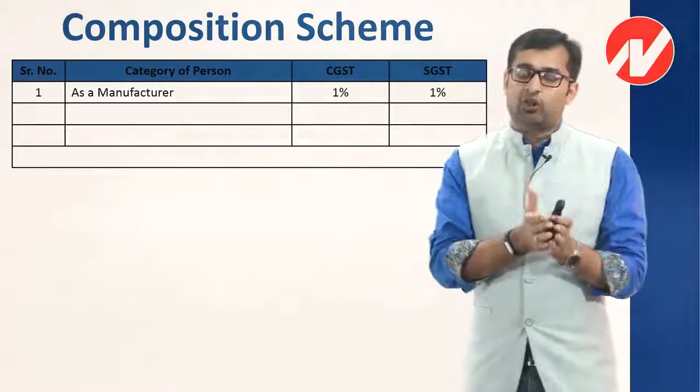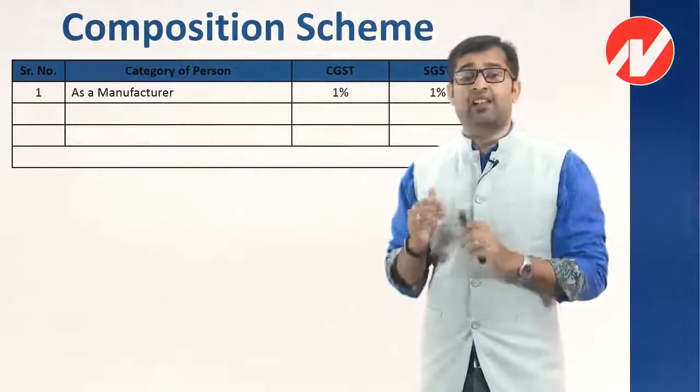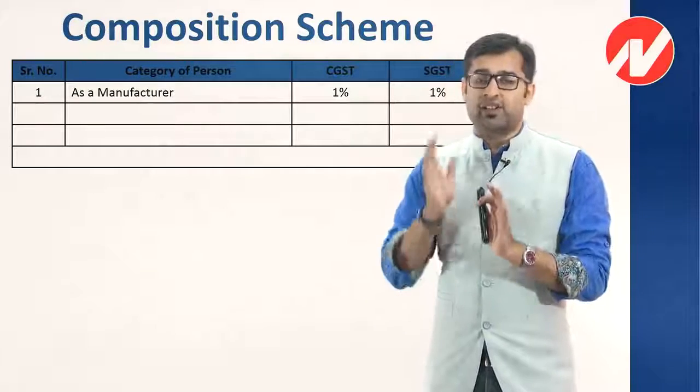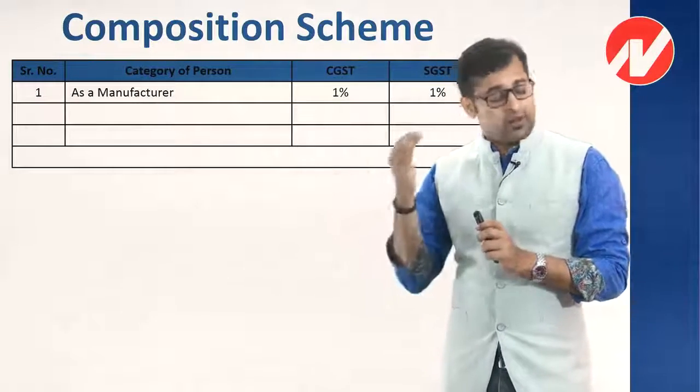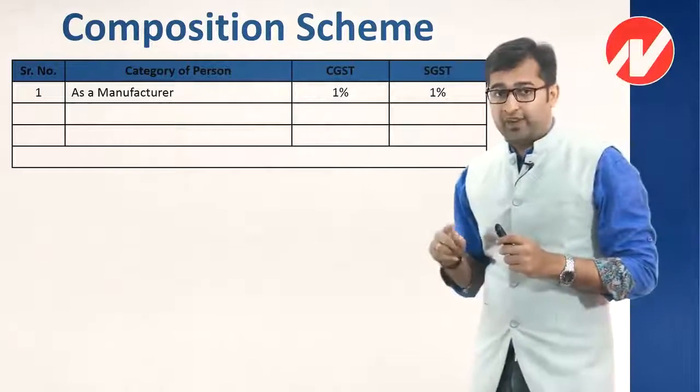So though 1% will go under the CGST account and 1% will go under the SGST account, this can never be segregated as tax. This is just an amount in lieu of tax. Let us move ahead subsequently, friends. Now the important aspect is this is for a manufacturer.